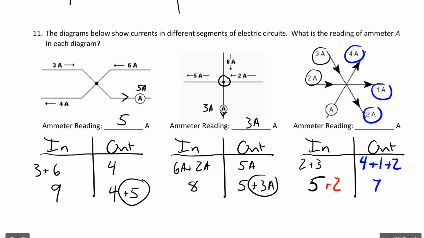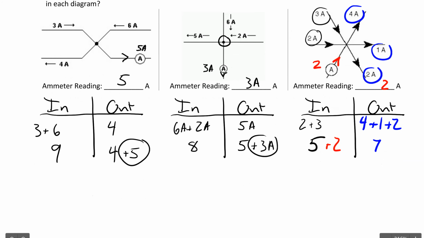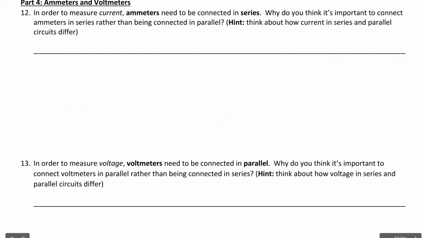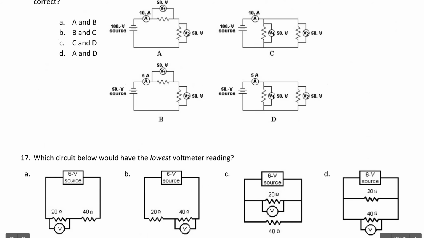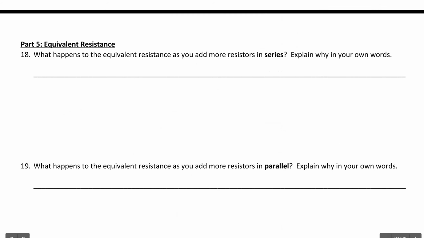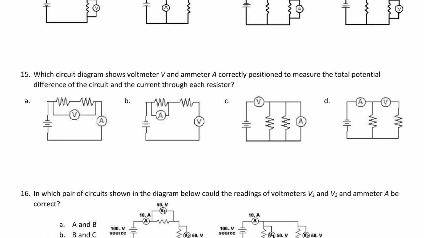Another 2 amps going in, to make it equal. The answer is 2 amps. Hopefully you kind of get the idea how to do those now. Once you get the trick, it shouldn't be too tricky. Should we do part 4? Let's do part 4. And then in the next video, I'll do equivalent resistance, kind of beefy. And then I'll do part 5 and 6 in the next video.